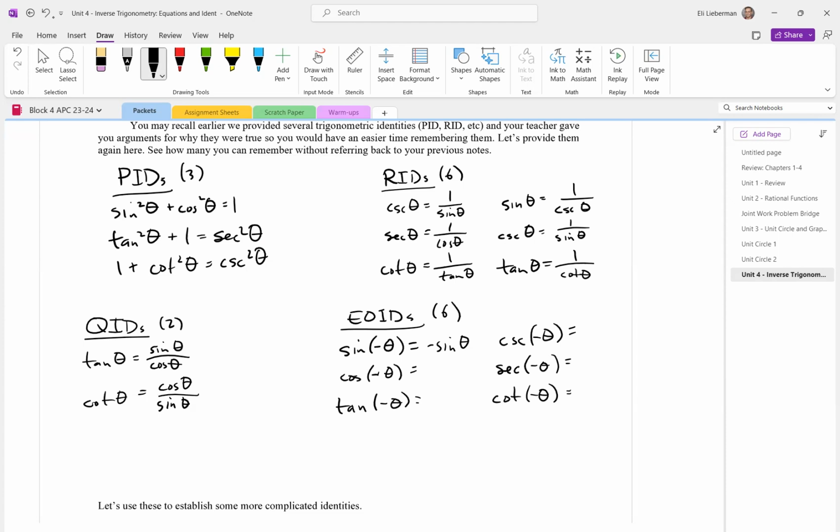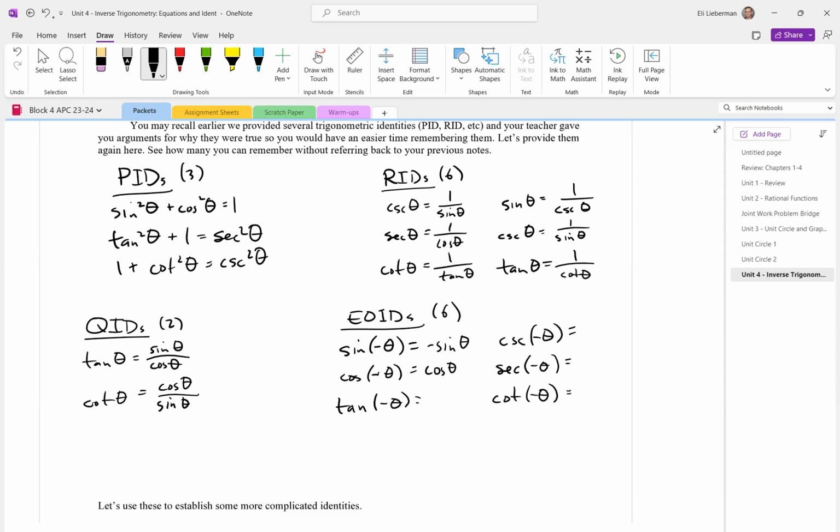Are we good with that? Could you picture that? The sine wave being symmetric with respect to the origin? Cosine of negative theta is equal to cosine theta, which means cosine is what kind of function? An even function, which means it's symmetric with respect to the y-axis. Could you picture that with the cosine? Same thing on either side of the y-axis.